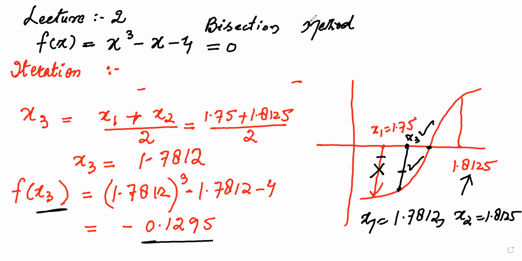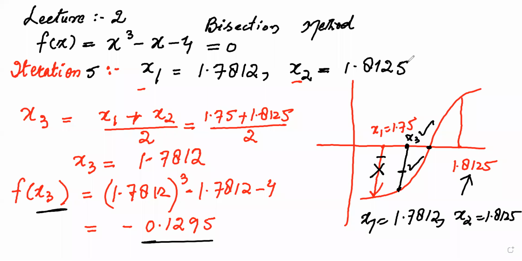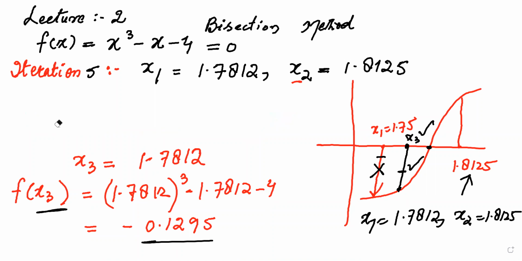So with these two values of x1 and x2, we'll begin our iteration 5. For iteration 5, our x1 is 1.7812 and our x2 is equal to 1.8125. Now I'm leaving this as an exercise to the students, because you have to repeat the steps already learned. You will find the value of x3, that is x1 plus x2 divided by 2. So 1.7812 plus 1.8125 divided by 2 will be your x3.